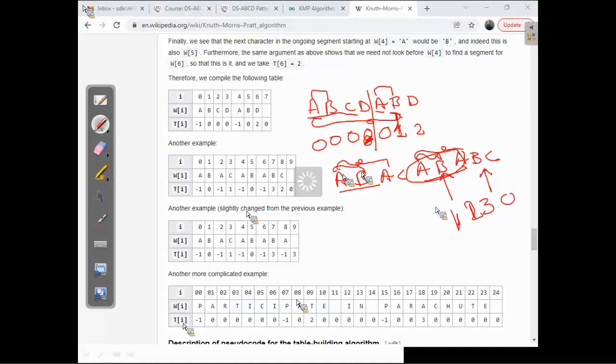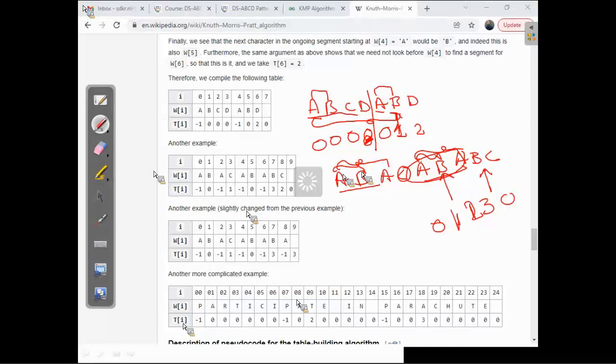Then if I go to A, then I look at C, it is 0. So I think all the earlier values you will get 0 as per our computation, our failure table. Okay. So this is how you compute the failure table.